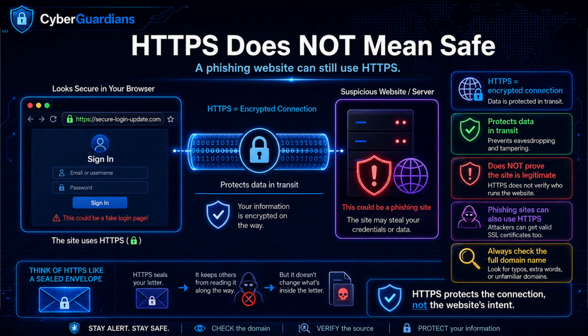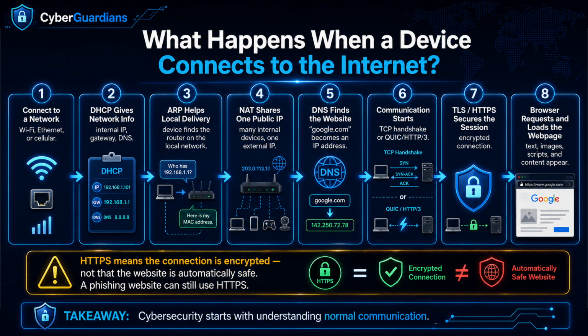All right, simple summary. To put it in a nutshell, when a device connects to the internet, it goes through a basic process. First, it connects to a network. Then it receives network information through DHCP, which stands for Dynamic Host Configuration Protocol. The information may include an internal IP address, gateway, and DNS server information. The device may use ARP, which stands for Address Resolution Protocol, for local network communication. The router may use NAT, which stands for Network Address Translation, to help internal devices share one public external IP address.